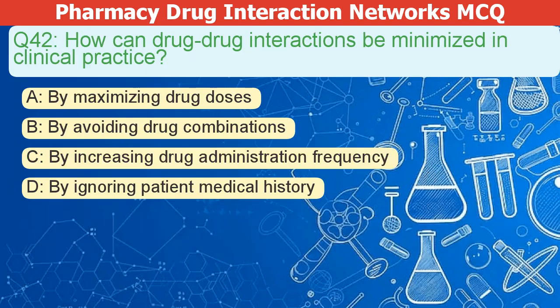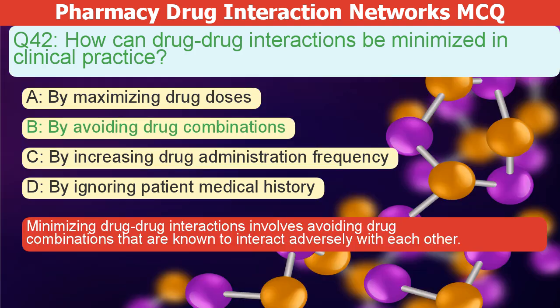How can drug-drug interactions be minimized in clinical practice? A. By maximizing drug doses. B. By avoiding drug combinations. C. By increasing drug administration frequency. D. By ignoring patient medical history. The correct answer is B. Minimizing drug-drug interactions involves avoiding drug combinations known to interact adversely.